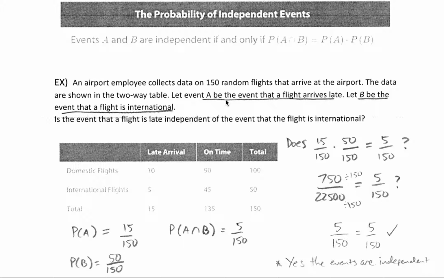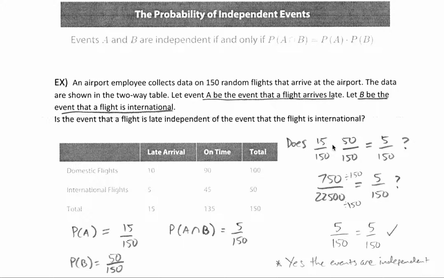First, let's find the probability of event A. The event that a flight arrives late is given in this column. We got 15 out of 150. And then the probability of a flight being international. Here's our international row, so we got 50 out of 150. If I multiply those two probabilities, it's going to be equal to the intersection. Let's find the intersection here. What's the probability of an international and late flight? Here's our international and late flight intersecting at 5, so 5 out of 150.